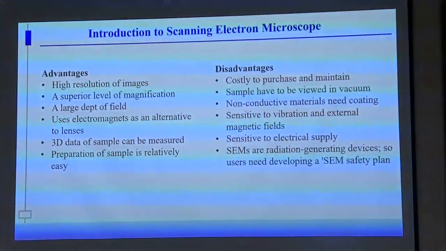So here are some advantages and disadvantages of these SEM. First is high resolution images, but again it's a relative word when we talk about high resolution. This is high resolution in comparison to optical microscopy. A superior level of magnification, again relative to optical microscopy. But here we have a large depth of field, and we use electromagnets as an alternative to lenses. So here we don't have real lenses, we use these electromagnets in place of lenses.